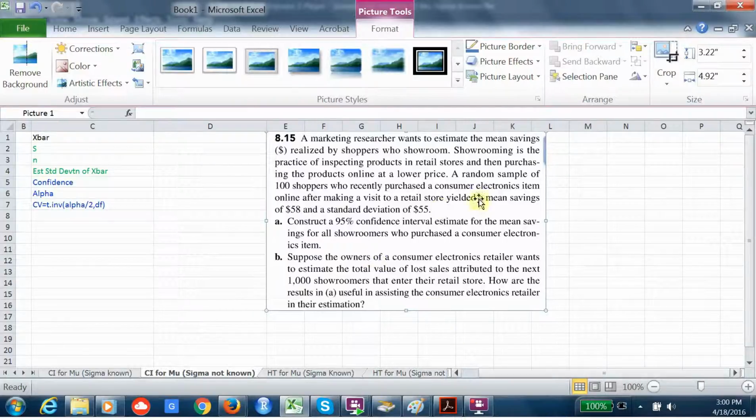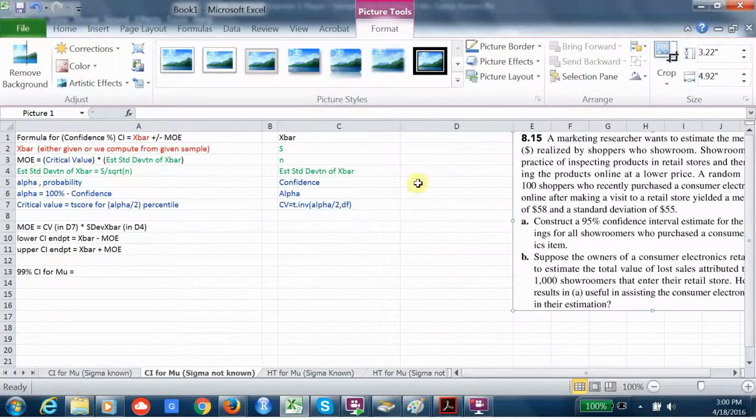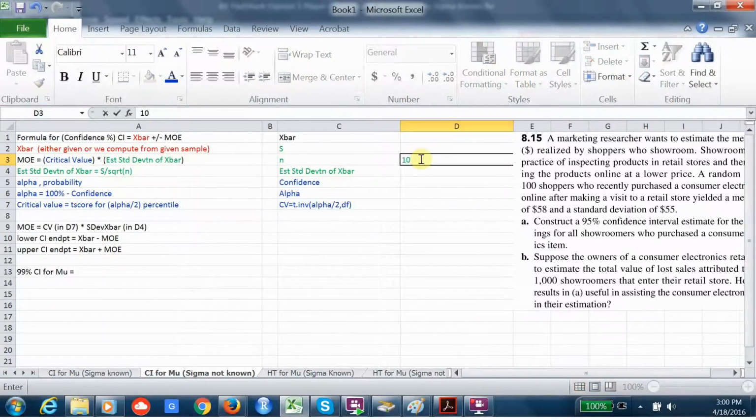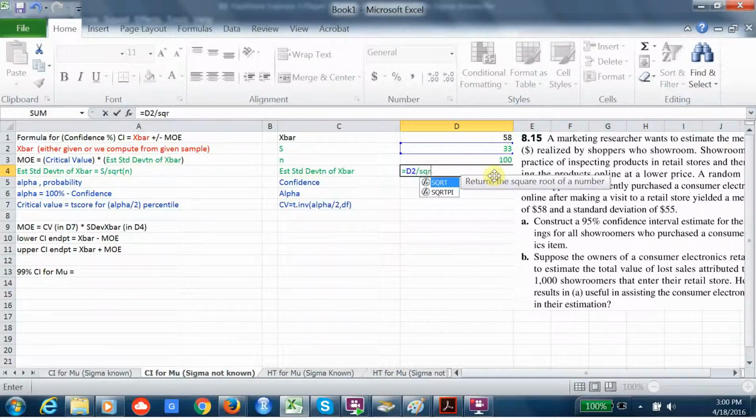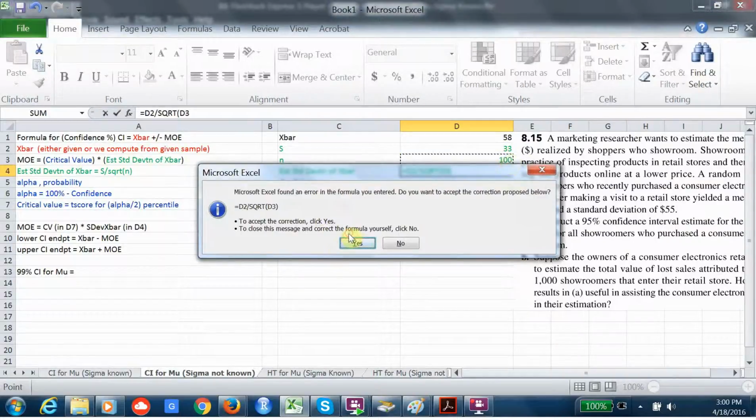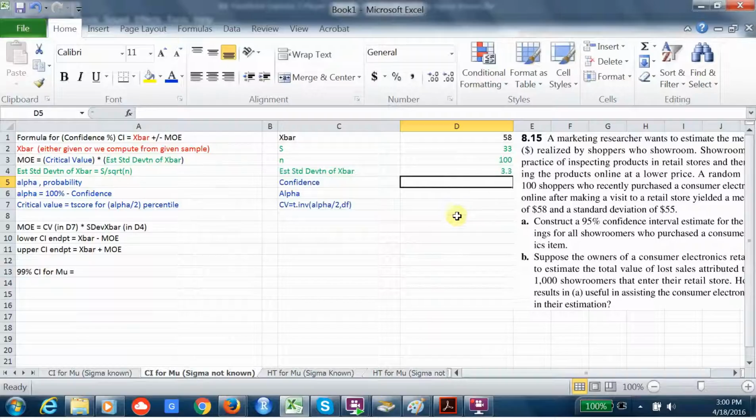Okay, so the first thing I want to notice is that both the mean and the standard deviation relate to the sample. So we have a sample size of 100. The mean amount that they saved was 58. The standard deviation was 55. So now I can compute the estimated standard deviation of x bar. It's just going to be the sample standard deviation of x divided by the square root of n. Of course, square root of 100 is 10, but I'll compute it out. And we're going to get 3.3.